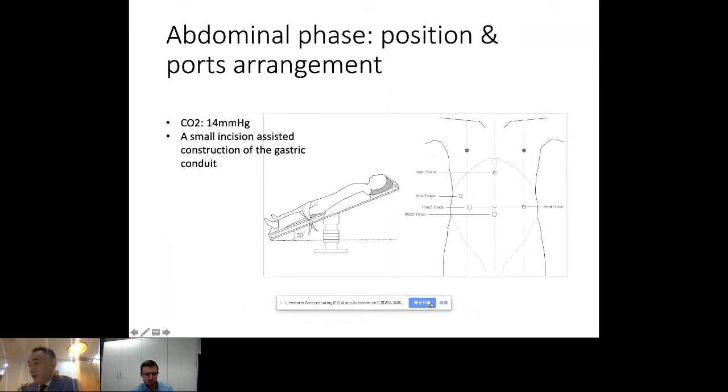This slide shows our technique for the abdominal phase of MIE. Usually 5 ports are used for laparoscopy, the patient is placed in a supine position, CO2 is used at 14 mmHg, and the surgeon stands on the patient's right side. But if you like to stand between the 2 legs, I think it's okay too.